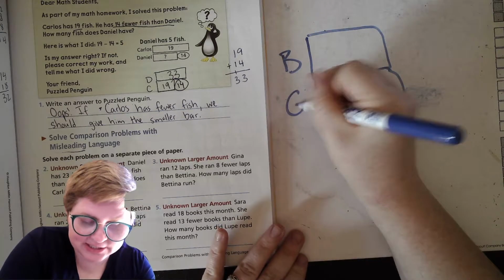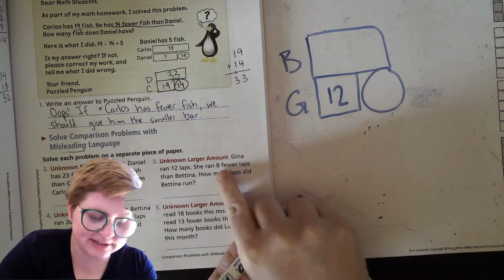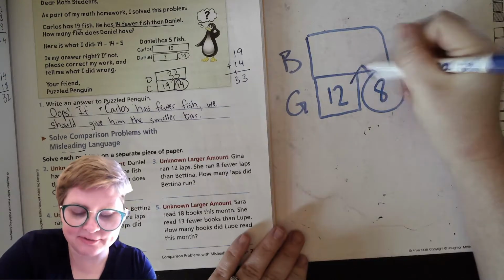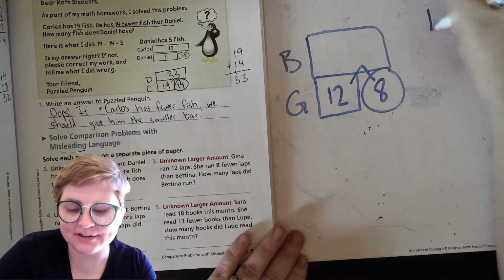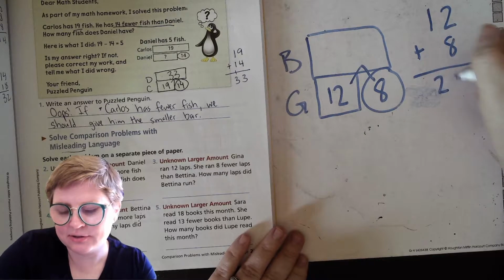So that means Gina gets the little bar. So we're going to put her 12 in the little bar and then put the difference in that difference bubble. And then how do we find that big number? Well, we're going to add. So 12 plus 8 equals 20.